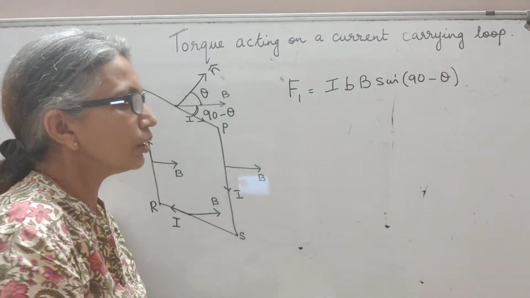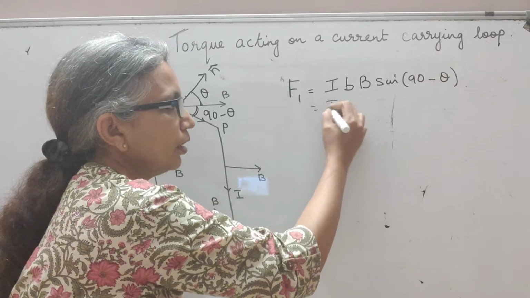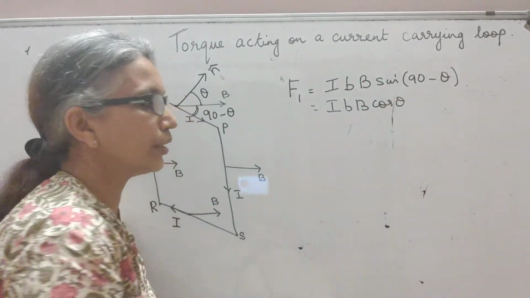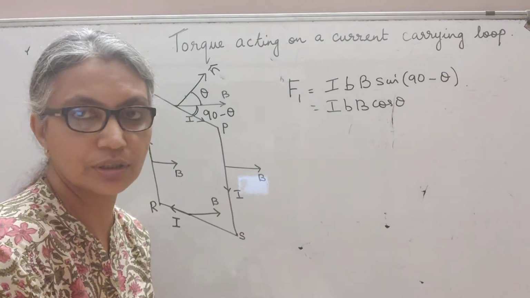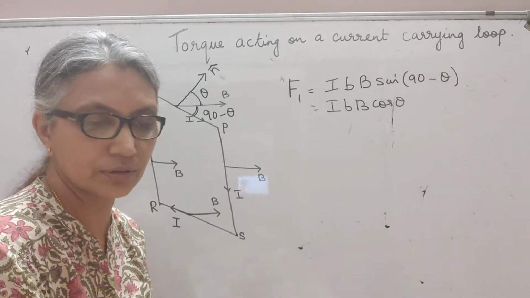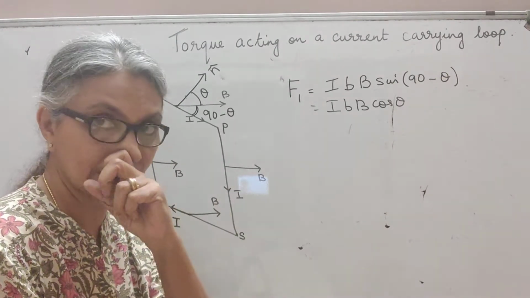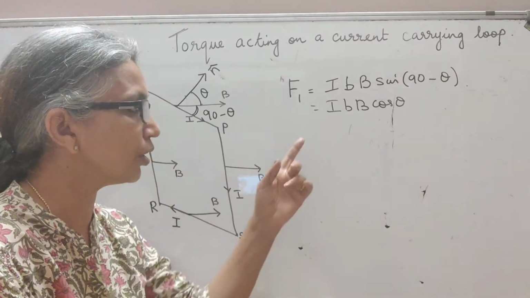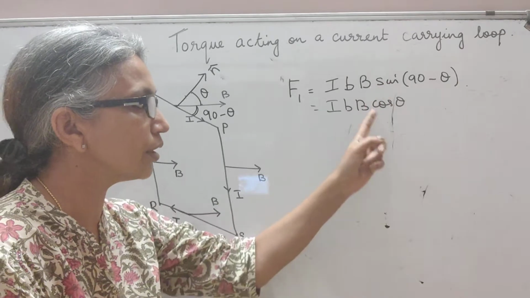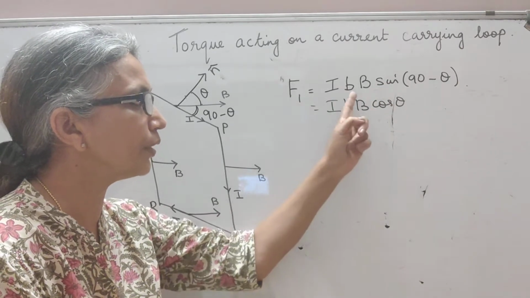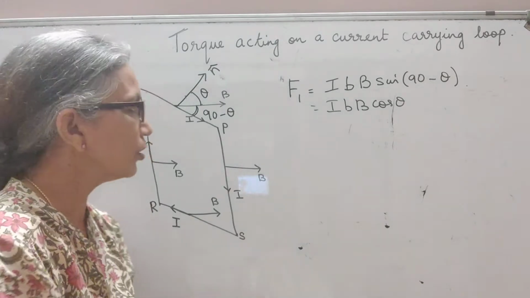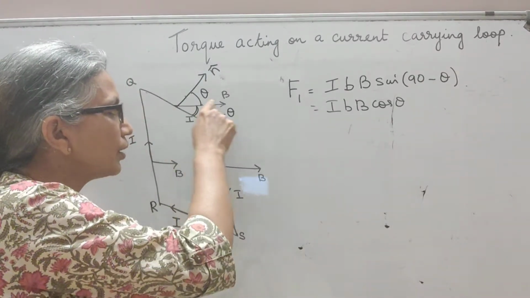Now this is going to be I b B cos theta, and it will have a direction given by the left hand rule or Fleming's left hand, or you can use cross product. If I am going to use cross product, then you should know that this force will be perpendicular to the plane containing the two vectors, small b and capital B. So this is small b, this is capital B.